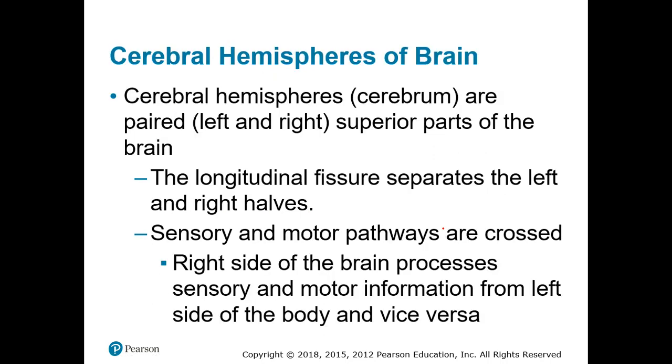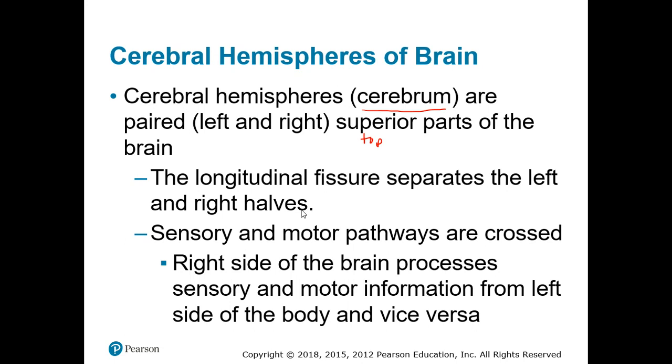So the cerebral hemispheres of our brain, like we said, are sometimes called the cerebrum to be shorter. They are paired left and right parts of your brain, and they're the superior parts. So this is going to be the topmost part of your brain that you see. There is a major landmark on the brain called the longitudinal fissure, and this separates your brain into your left and right lobes, or your left and right halves.